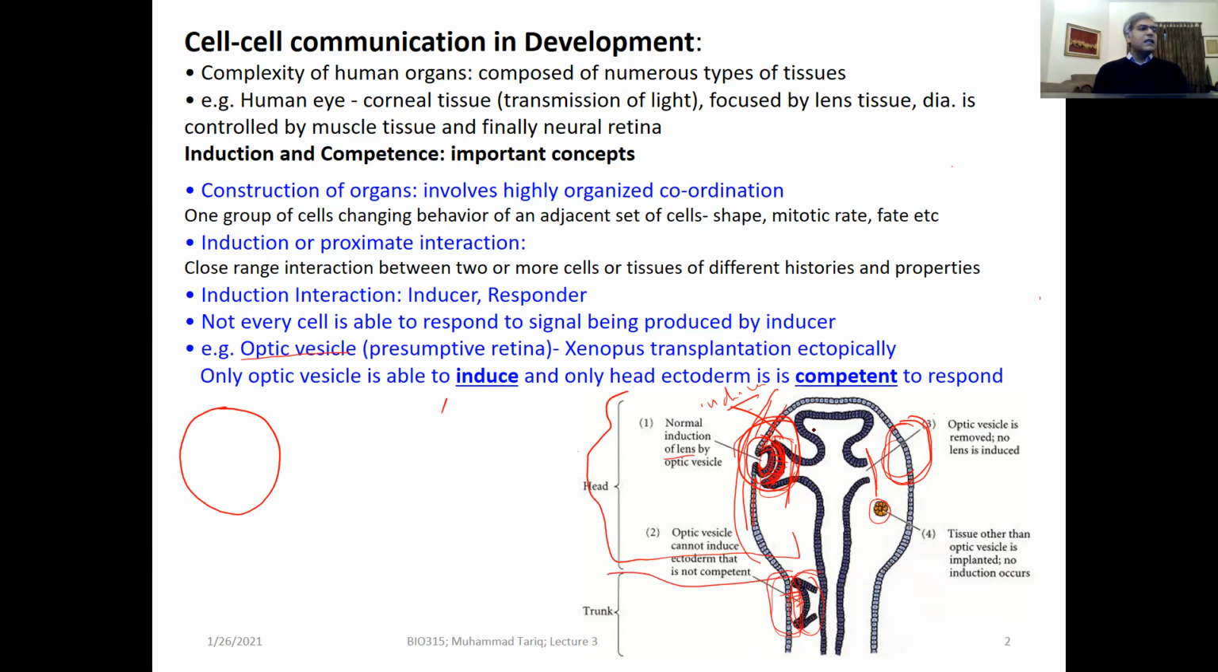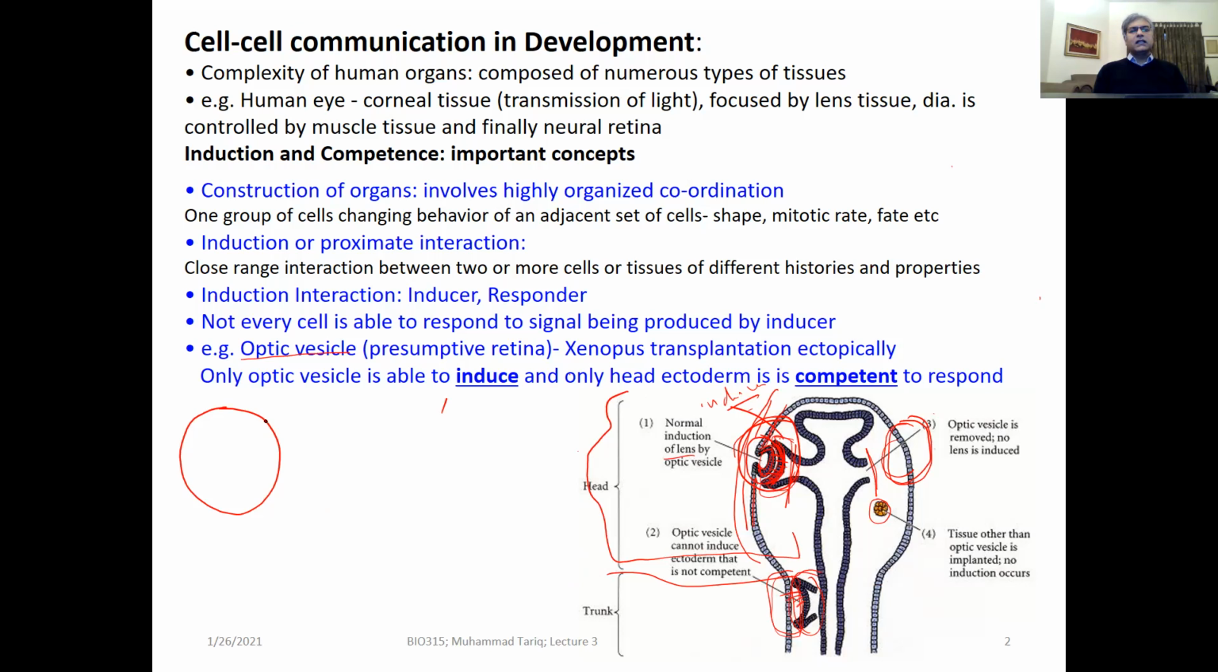Which means there is a pattern already laid down. A pattern is laid down already while we are having three different germ layers. Yeah, there was another question, I think, Fariha?